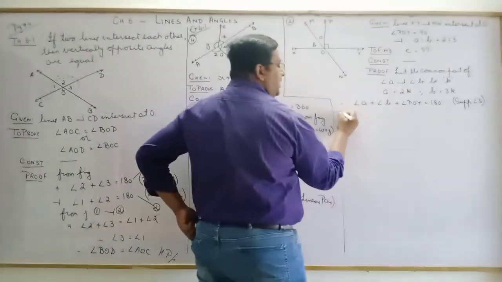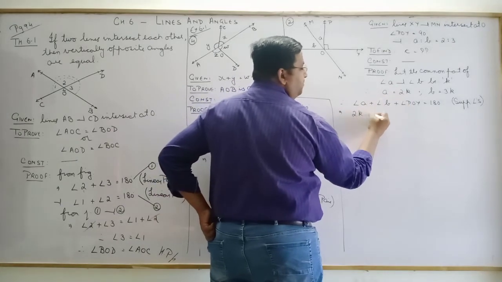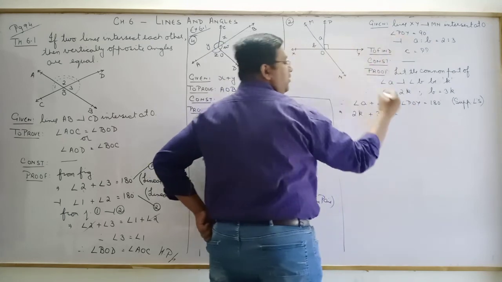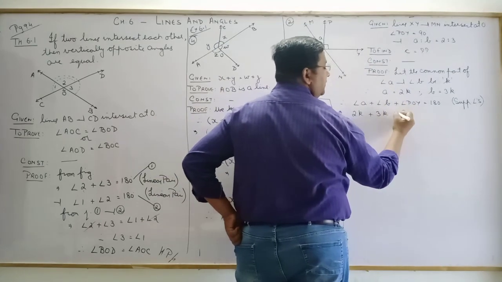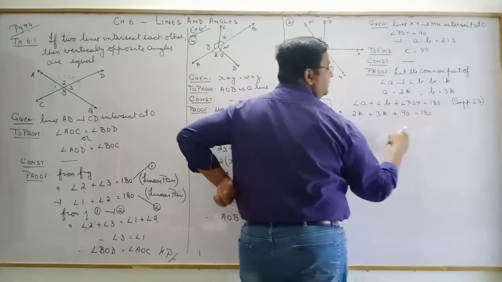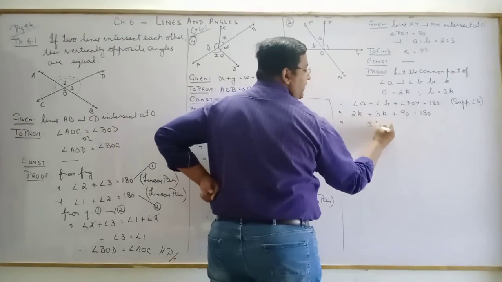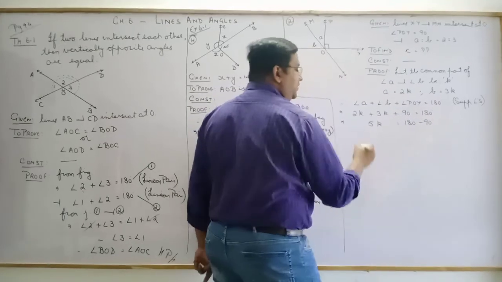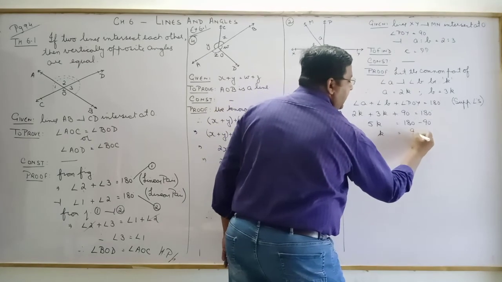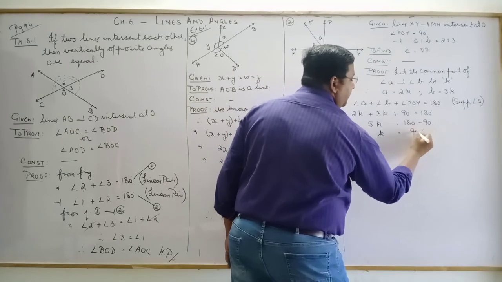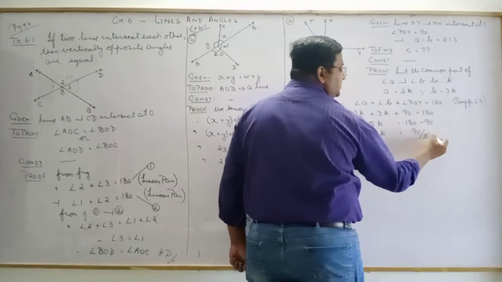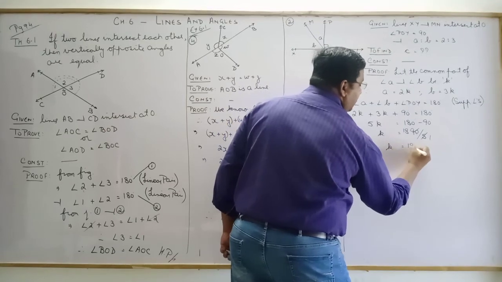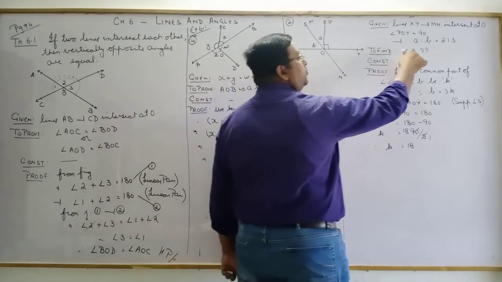How much is A? 2K. B is 3K, plus POY. How much is POY? 90, already marked in the figure. Is equal to 180. 2K plus 3K, 5K is equal to 180, and 90 comes over here, minus 90. Simple calculation. So K is equal to 90 upon 5. Five 18s are 90. So K is equal to 18.